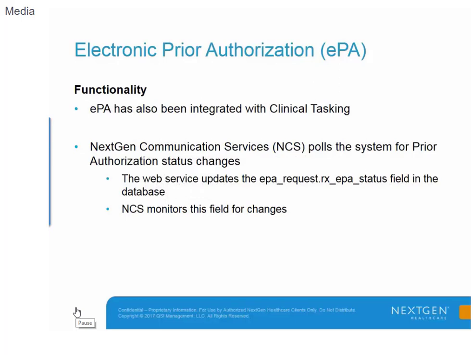Also keep in mind that EPA has been integrated with clinical tasking. Now, I do want to be clear about something. It can function without tasking at all. You don't have to initiate the tasking side of it because it's accessible through the medication module and you can get to your work list from the view menu. But a good benefit of the tasking is that the next-gen communication services will poll the system looking for prior authorization status changes. And anytime something is posted, the field is called EPA request RX EPA status, and it finds that and it'll trigger a task.